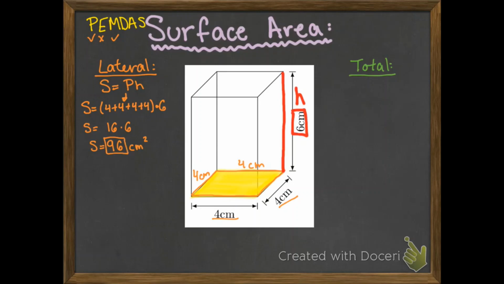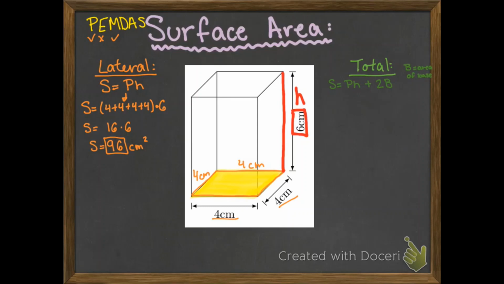Now we're going to go ahead and solve for the total surface area of this prism. So if you look at your formula sheet, the total surface area formula is S equals big P times H, just like what we had for the lateral, but you're going to add 2 big B. Remember, the big B is the area of the base. So we already know what our base is, so we need to find the area of the base.